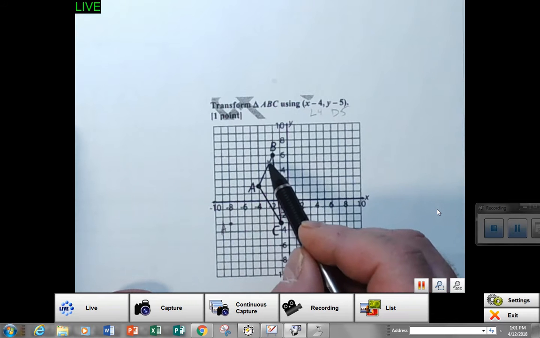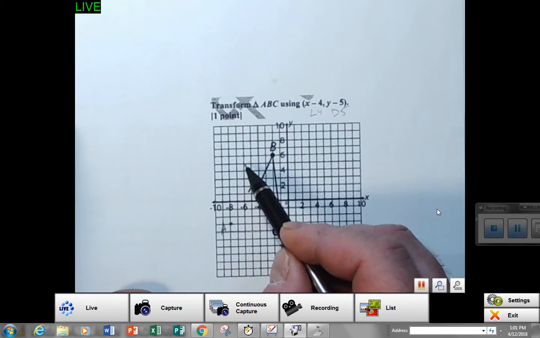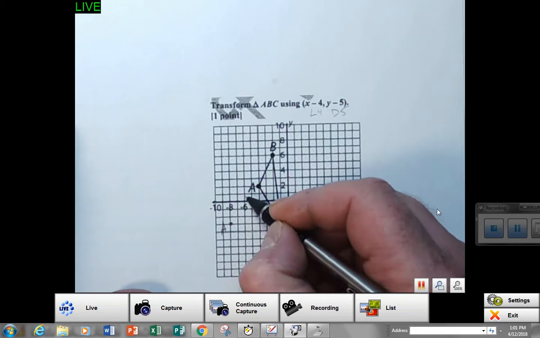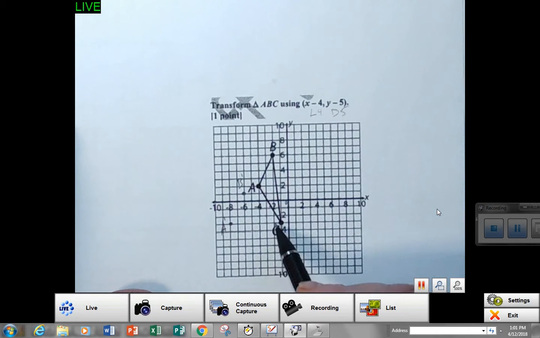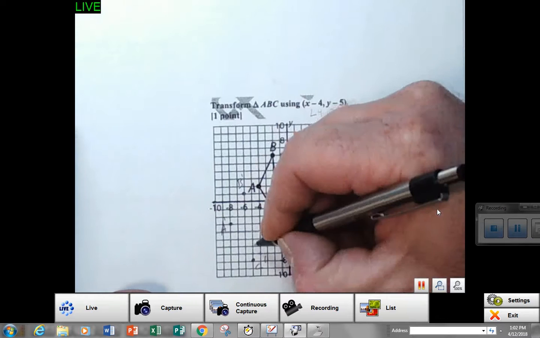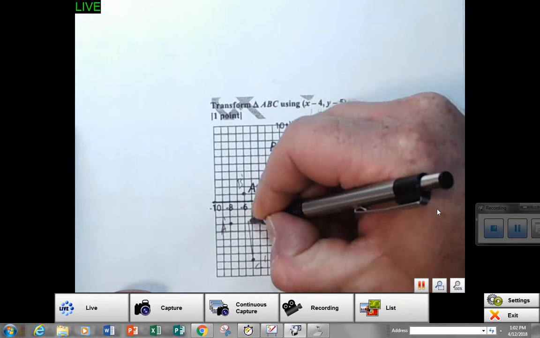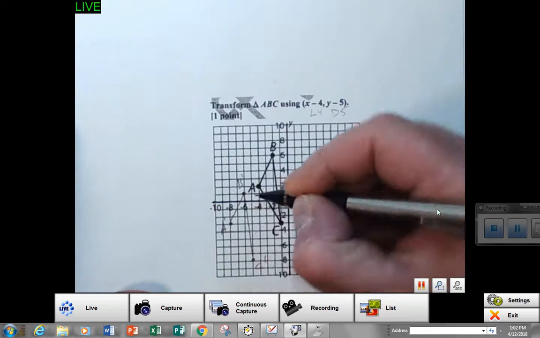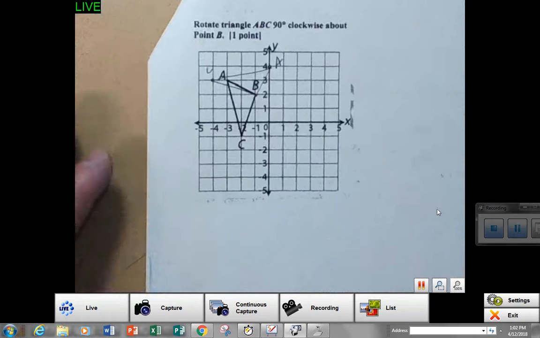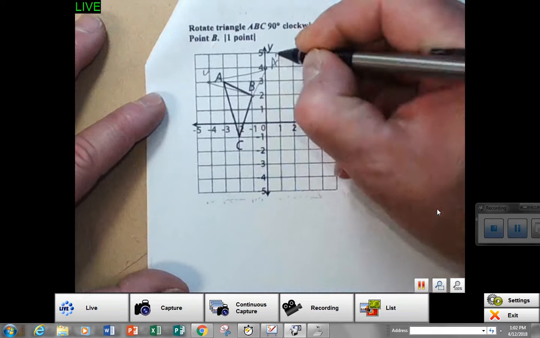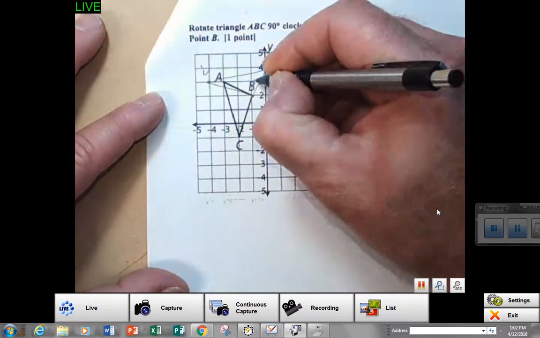Take B. 1, 2, 3, 4. 1, 2, 3, 4, 5. That is my new B. Call that B prime. C. 1, 2, 3, 4. 1, 2, 3, 4, 5. That is my new C. C prime. And if I draw my triangle, that's it after moving left 4 and down 5. Back to this one right here, I should have called that A prime, C prime, and then that's going to be the new B prime.